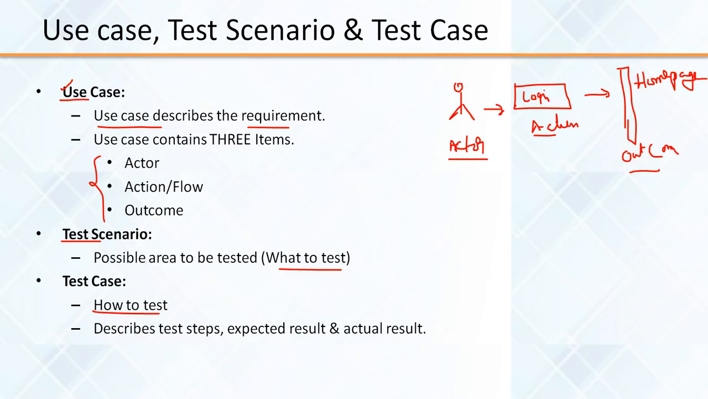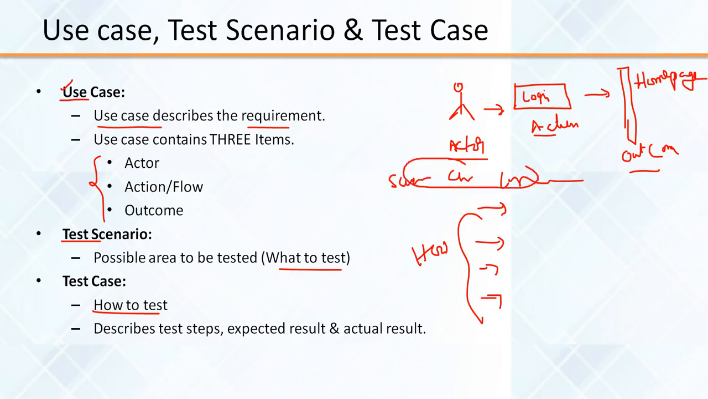How to test means we have some steps. So: enter username, enter password, click on the OK button, and check whether the home page is displayed or not. So this is how to test. And what is the test scenario for this? Check login process. That is the scenario. And for this scenario, how to check the login process? We need to write detailed steps. So that is the test case. So the test case focuses on how to test, and the test scenario focuses on what to test.